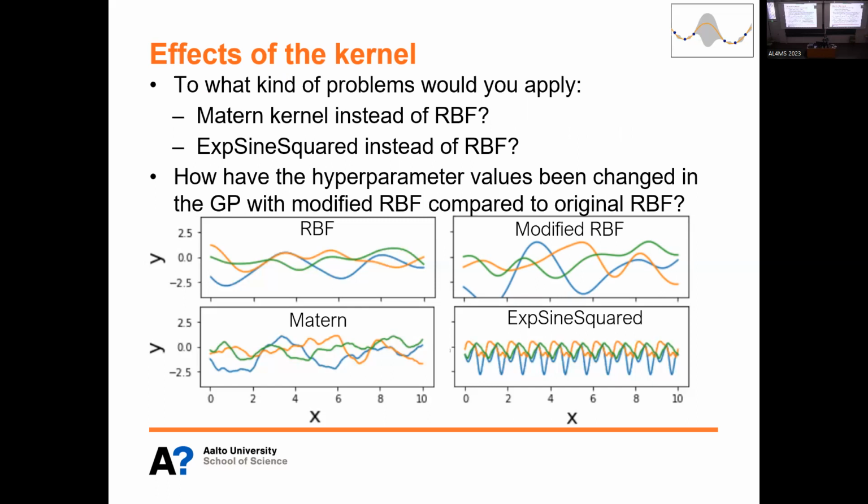Now I give you 1 minute to think about these 3 questions on the slides. Firstly, for what kind of problems would you choose the Matern kernel rather than the RBF kernel? The next question is, for what kind of problems would you choose the exponential sine squared kernel instead of the RBF kernel? And the third and final question: we have this modified RBF kernel here. What do you think has been the change in the hyperparameters compared to this RBF kernel here?